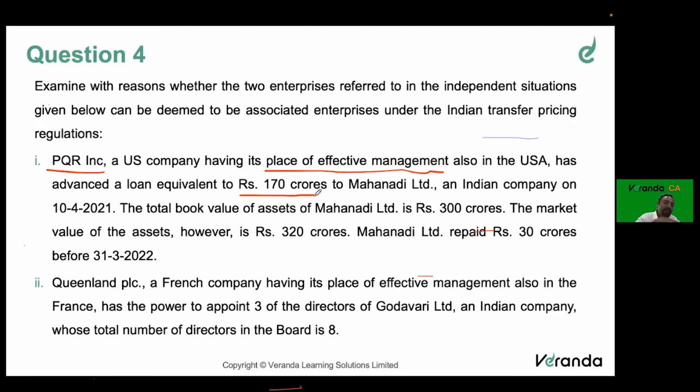So the PQR US company has lent a loan of 170 crores. Book value is 300 crores. So of this book value of 300 crores, 50% is 150 crores. 51% will be somewhere around what? 153 crores or something like that.